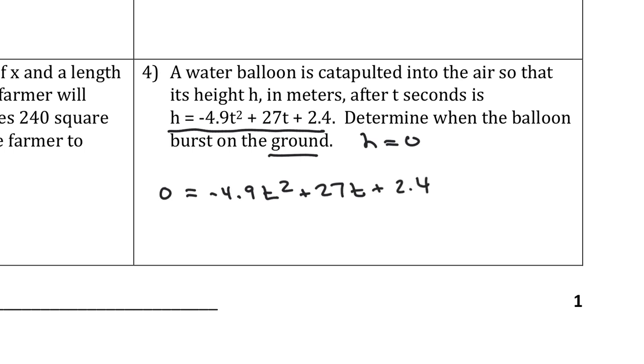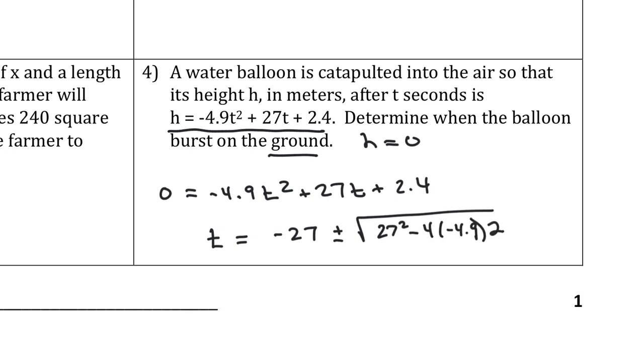You might want to use your quadratic formula. t equals the opposite of b plus or minus the square root of your b squared minus 4 times your a times your c, divided by 2 times your a. Now remember, time should always be positive. So go ahead, finish up the problem set.